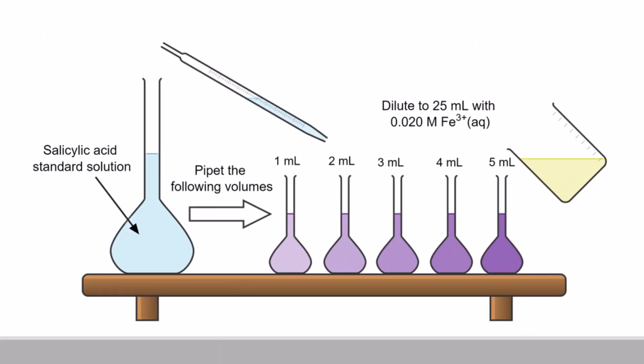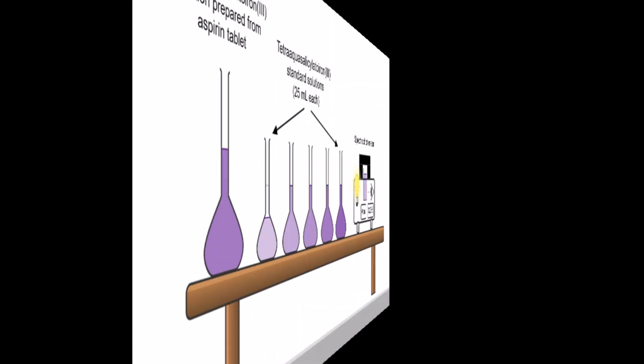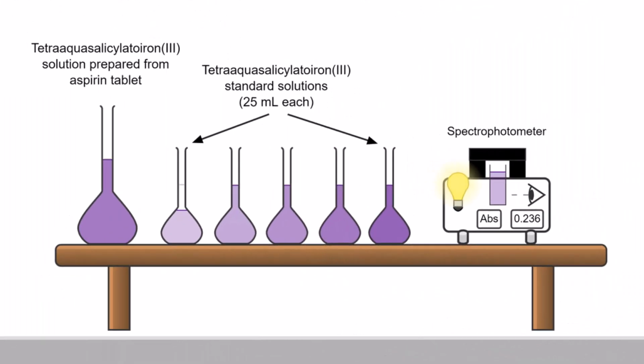The salicylic acid standard solutions are prepared by pipetting the designated volumes into individual 25 ml volumetric flasks and then diluting with 0.020 molar iron(III) solution. Now that the aspirin solution and the salicylic acid solutions have been prepared, we are ready to measure the absorbance of each of the solutions using a spectrophotometer.